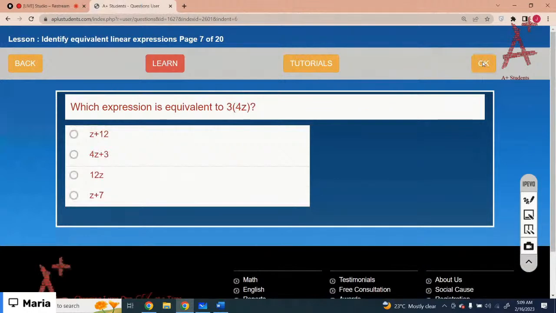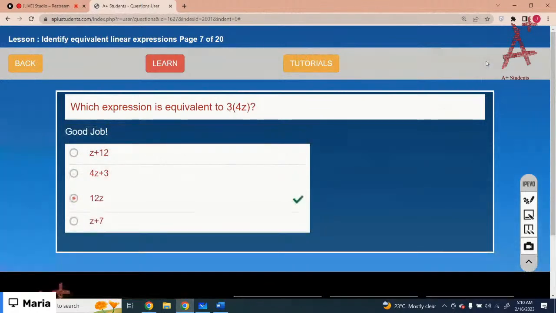Okay, the next one is 3 times 4z. So just multiply the number that is outside the bracket to the one that is inside the bracket. So 3 times 4 is 12. So it is 12z. Got it? So the correct option is 12z. Just select the correct option, then click on the OK button.